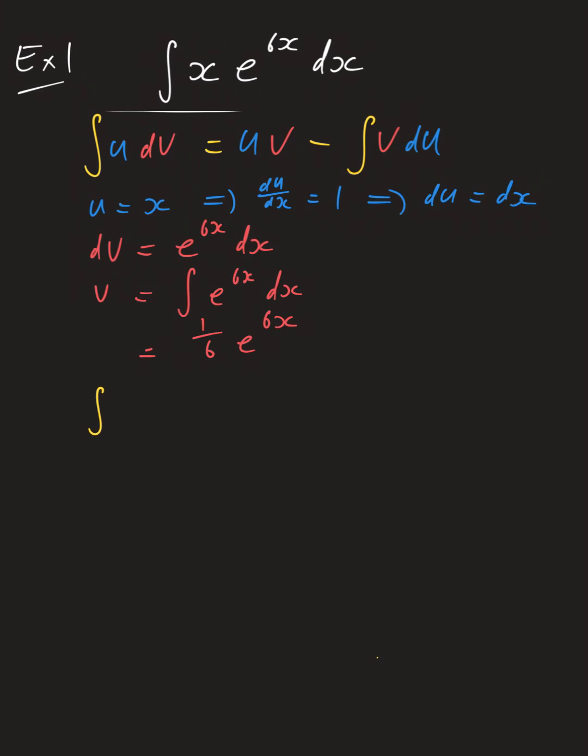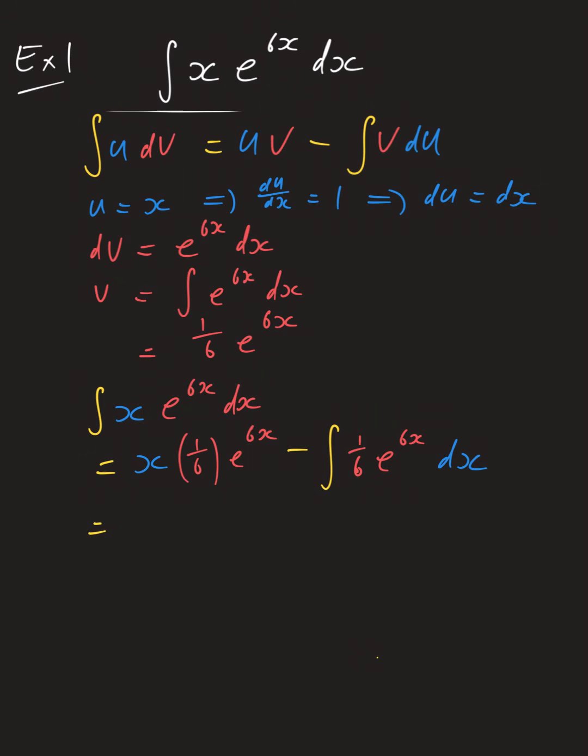So the integral of x times e to the power of 6x dx, so that's the integral of u dv, it's going to be equal to u times v, so u is equal to x, v is equal to 1 over 6 times e to the power of 6x, so there's my uv, minus the integral of v du. So v is again 1 over 6 times e to the power of 6x, and du is equal to dx. So now I have an integral which I can do here on the right side.